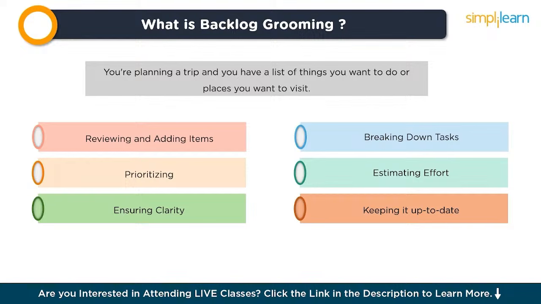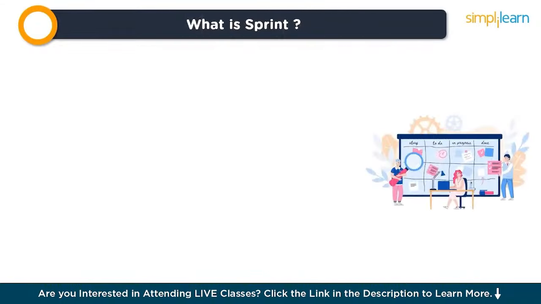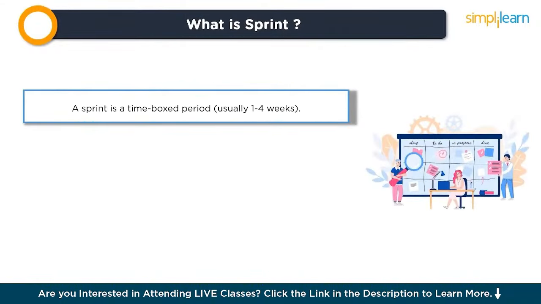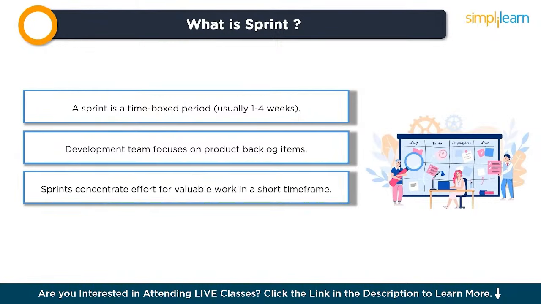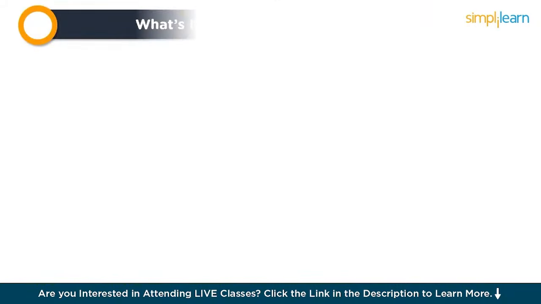Alright, so after that, as the project progresses, the team selects items from the top of the product backlog to work on during each development cycle called a sprint. Now, what is a sprint? A sprint is a time box period, usually 4 weeks, during which the development team works on a set of items from the product backlog to create a potentially shippable product increment.